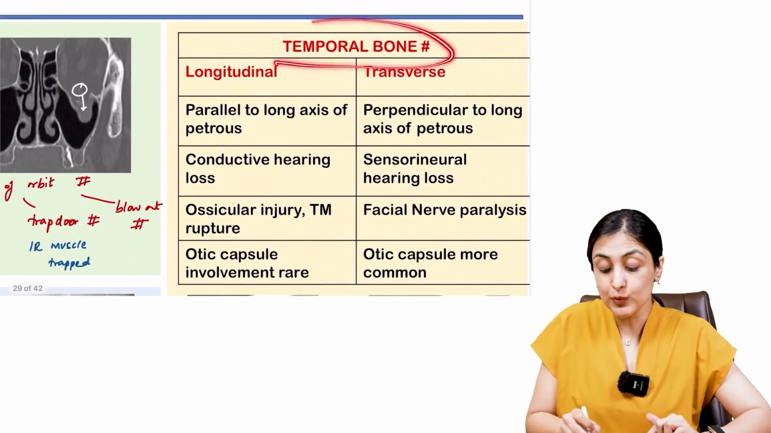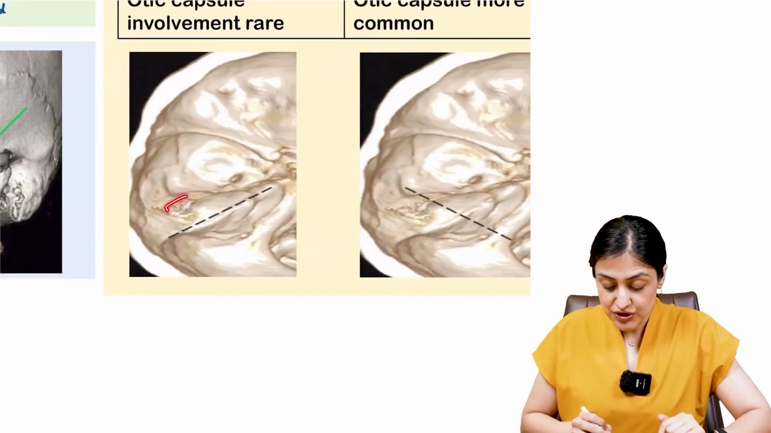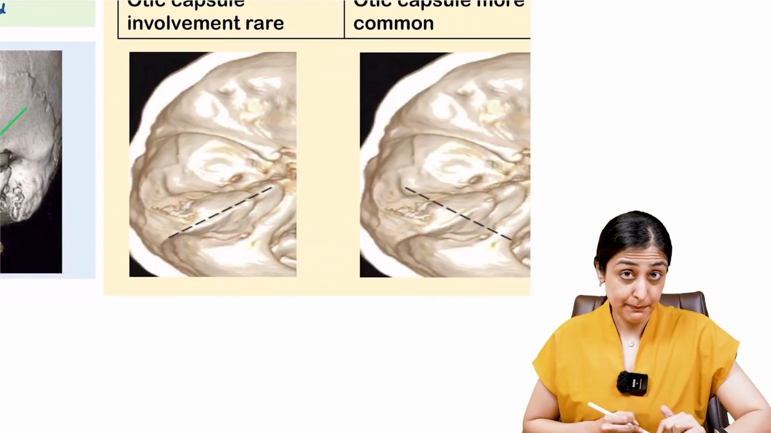Then we talk about temporal bone fracture. So look at this. Can you appreciate this is our entire temporal bone and this is the petrous apex.